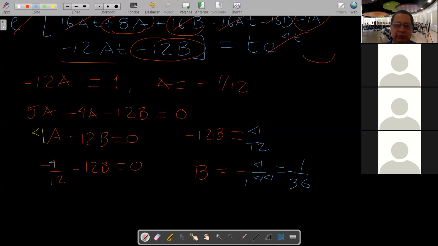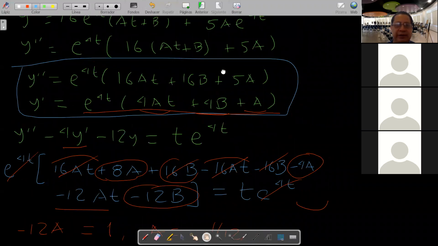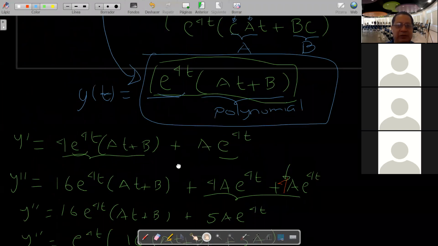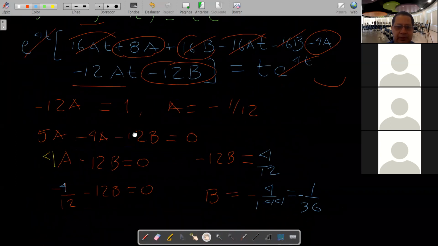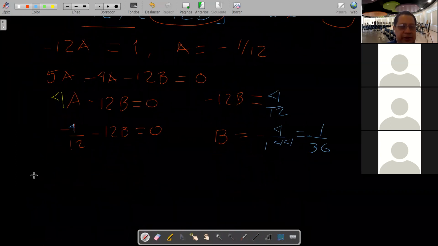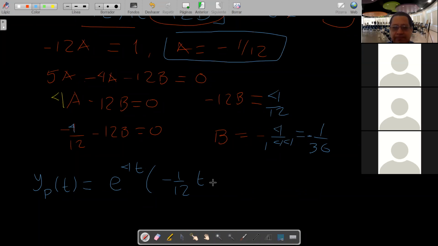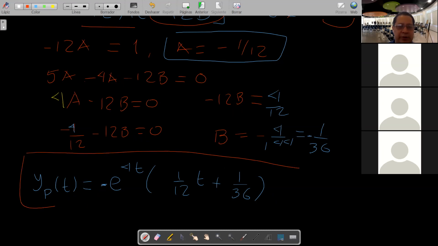And we have just two coefficients, and now we're done. Remember that our guess was e to the 4t times At plus B. So our particular solution can be written as e to the 4t times negative 1 over 12 t, which is the value for A, plus B. And we can factor out the negative sign just in order to have a more elegant solution.